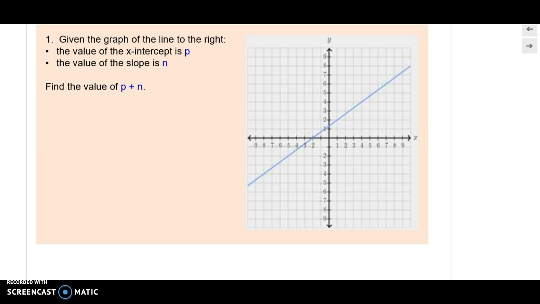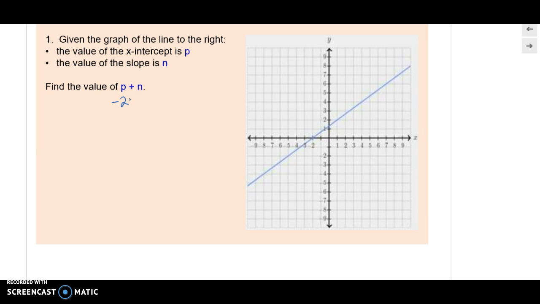So first let's look at the x-intercept. That's where it's going to cross the x-axis. And that value occurs right here. That's where the graph crosses the x-axis. The x-coordinate there is -2. So p is -2. And then I've got to find the slope.